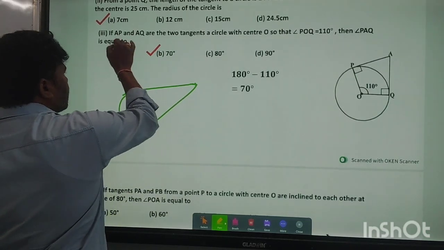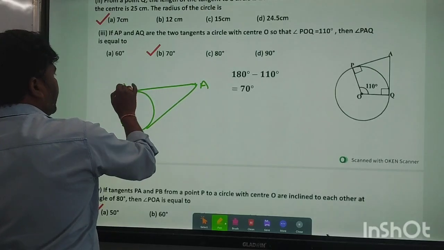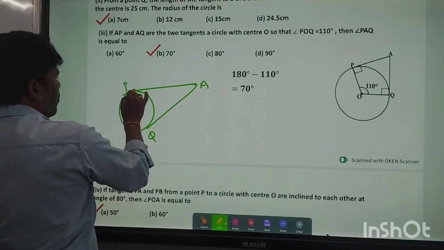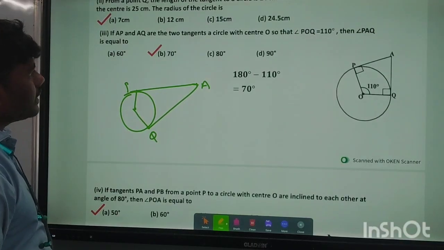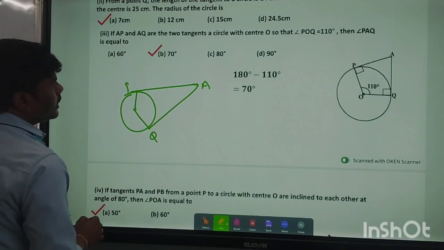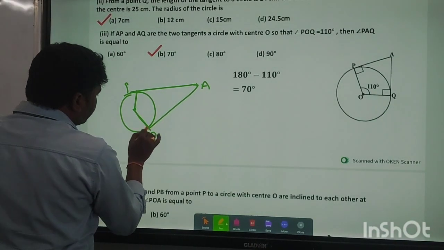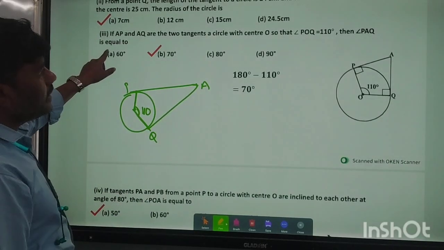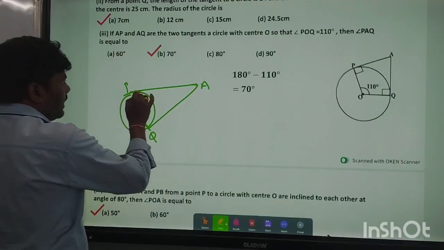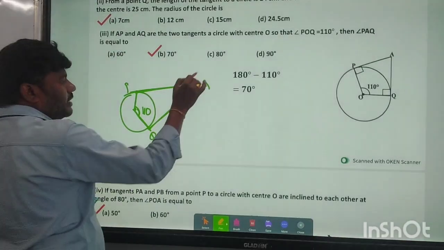Here, O is the center, and AP and AQ are two tangents to the circle. Angle POQ, how much is this angle? 110 degrees. Now angle PAQ, find this angle.